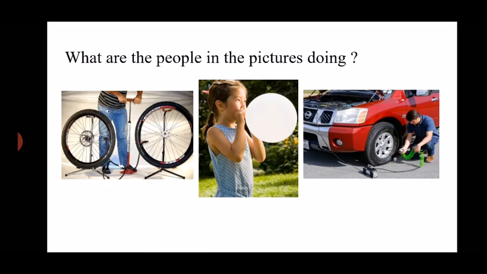Now, can you tell me what the people in these pictures are doing? In the first picture, can you see that the man is filling air in his cycle tire? In the second picture, what do we see, children? Yes, we see the girl is blowing air in the balloon. And in the third picture, the boy is filling air in the car tire.